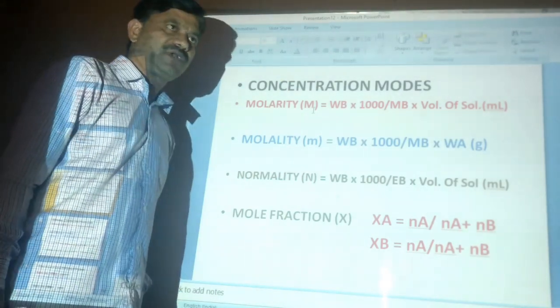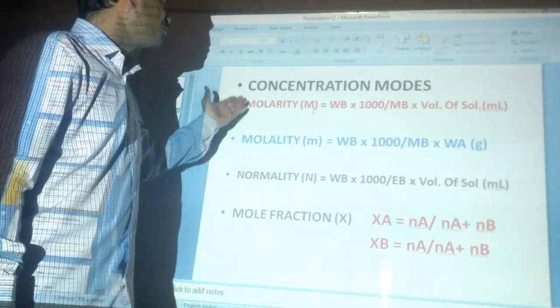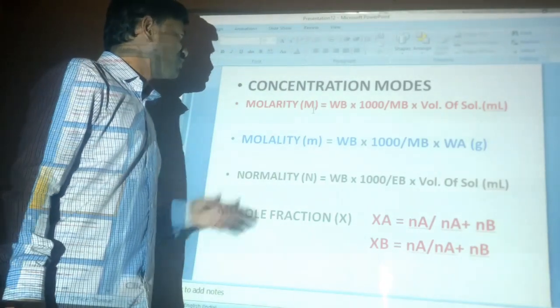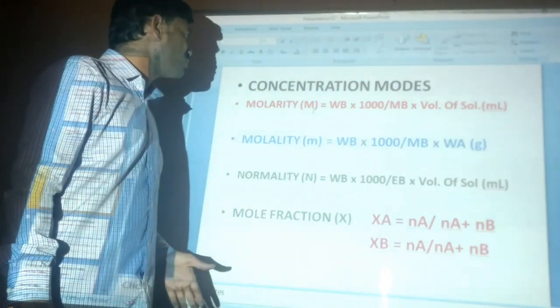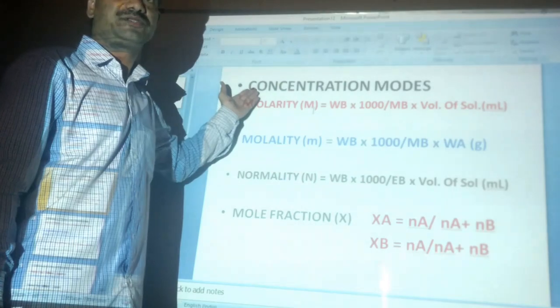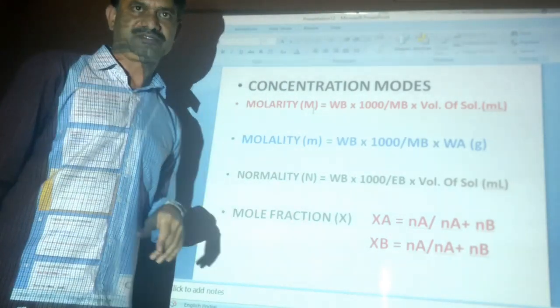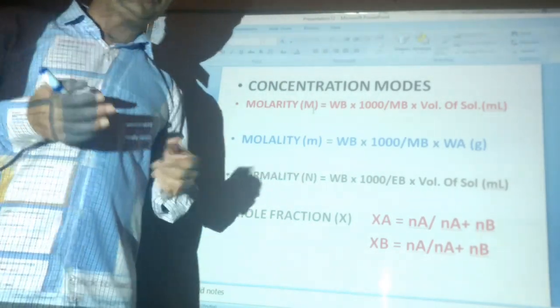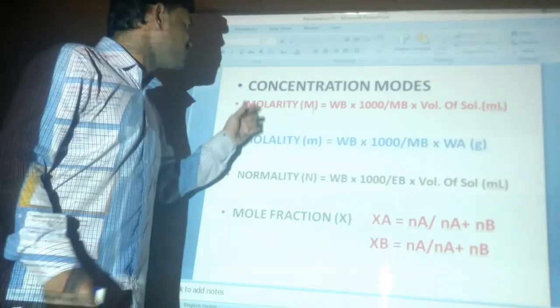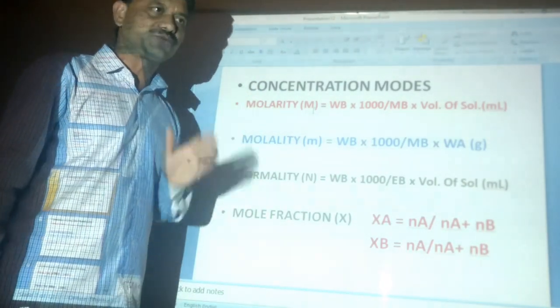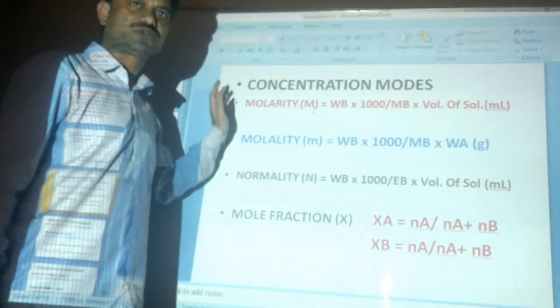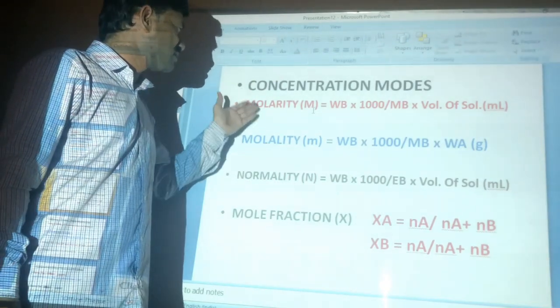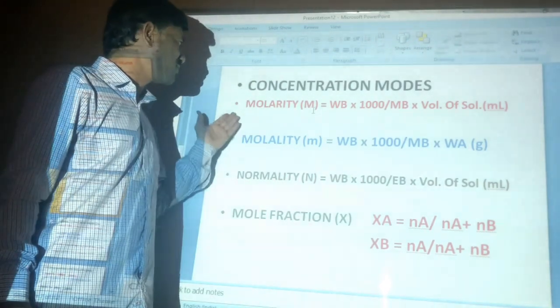So the next important aspect from this chapter is known as concentration modes. Before starting with different concentration modes, first of all you should be familiar with the term concentration. Can you tell me what you mean by concentration? In general, it is nothing but the amount of solute present in a given solution, and these are the different concentration modes in front of you.